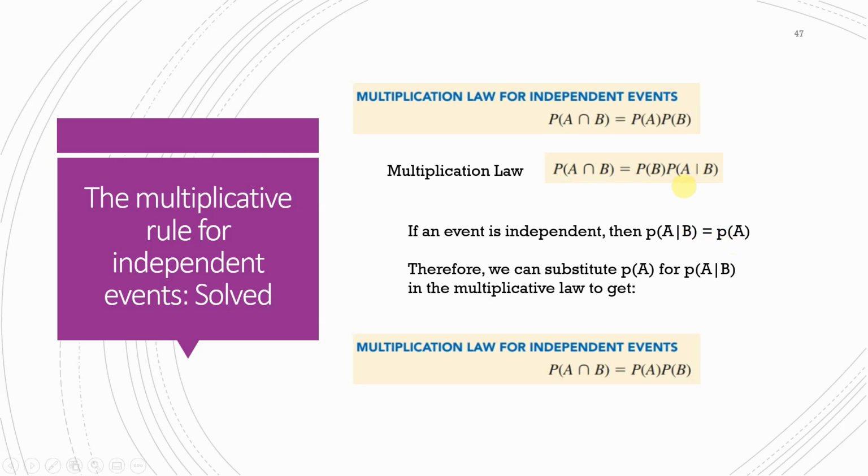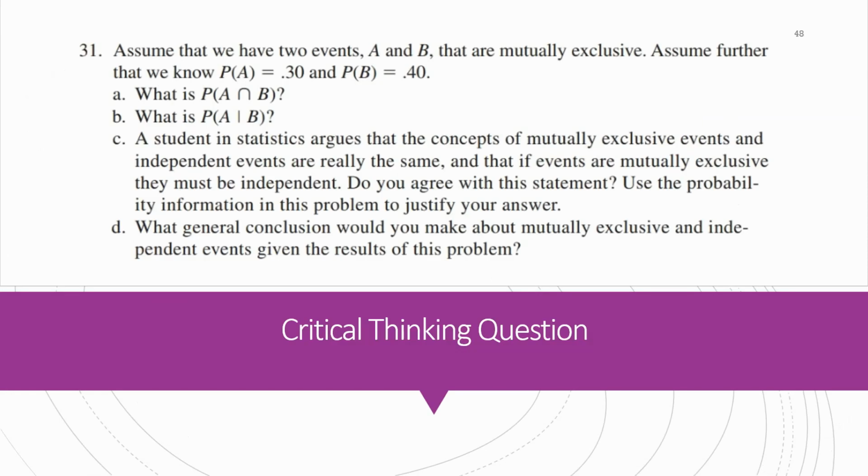Therefore, we can take this equation and see that this value is the probability of A given B. We know it's equal to the probability of A, so we can substitute the probability of A for the probability of A given B, and we just get the probability of A times the probability of B. You can reverse the order, that's okay. Does that make sense where that came from? Basically that's the multiplication rule for independent events, and then the general multiplication law. I hope that makes sense.